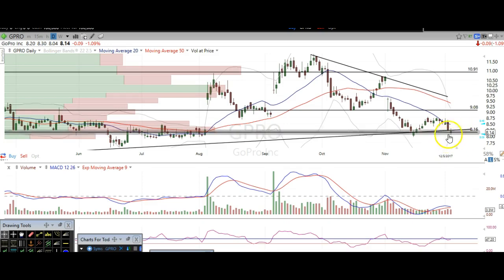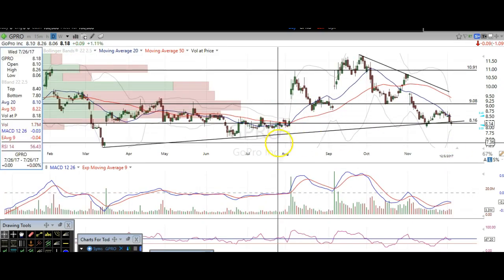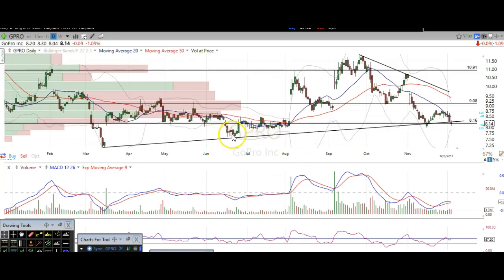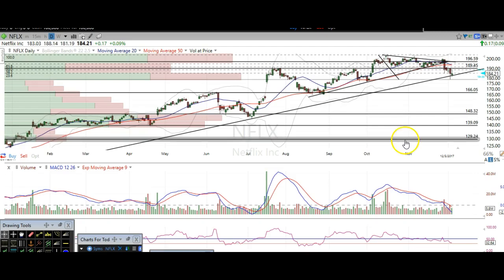But you really want it to hold about $8, because if it breaks $8, we're probably going to come back down to these lows right here at about 765, based off of that previous low that we made right there. The next one we're going to take a look at is Netflix.